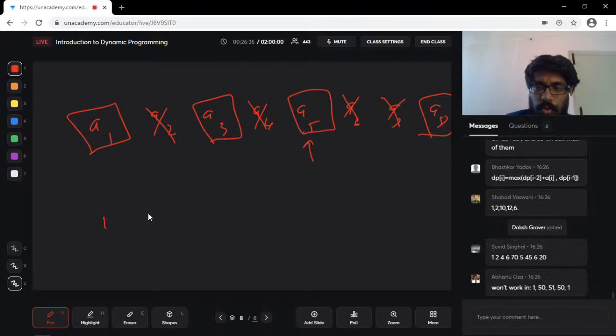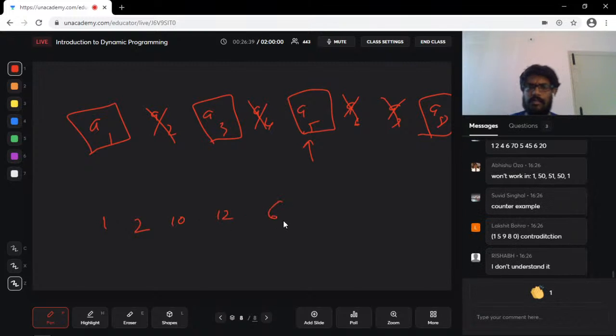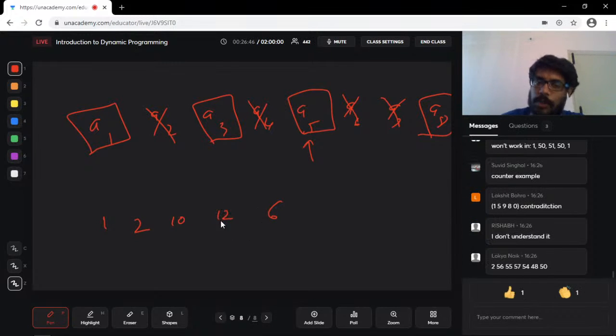Okay, someone is suggesting 1, 2, 10, 12, and 6. So let's see what happens. I think they're claiming it won't work in this. It won't work in this, but let's see if it works. So the maximum is 12. So I'm going to pick 12, and I'm going to cross out 10 and 6, right?